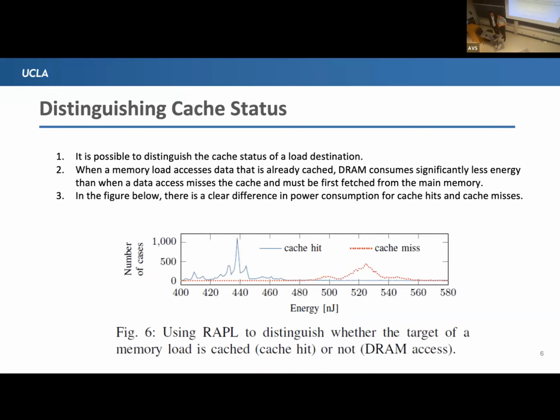The last one is the cache status. We can also see if the data we loaded is cached or not. The reason is that it takes more energy if we load it from DRAM. So we can see in the figure below, if it's a cache hit, it generates less power, and if it's a cache miss, it takes more power.